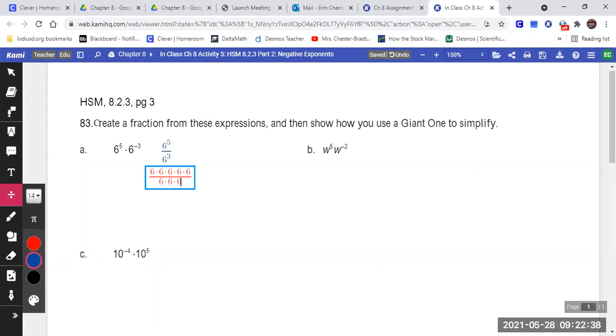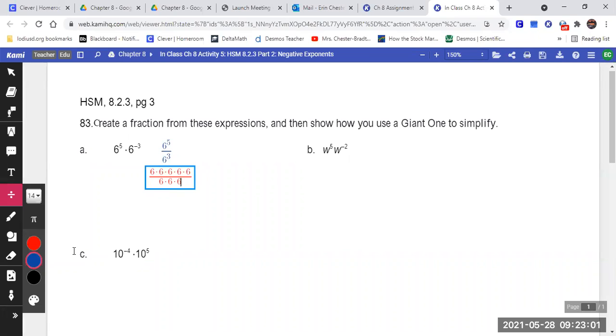Where am I getting that dot from? Where's the dot at? How do we get that dot? Shift 8. How do we get the exponent? Where's the exponent at? Shift 6.